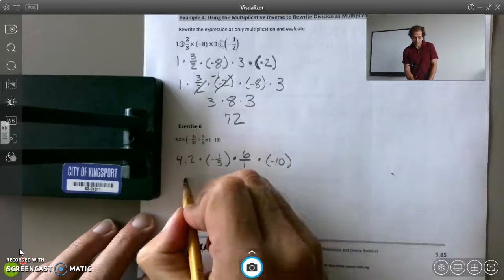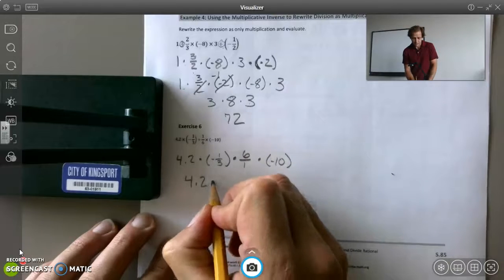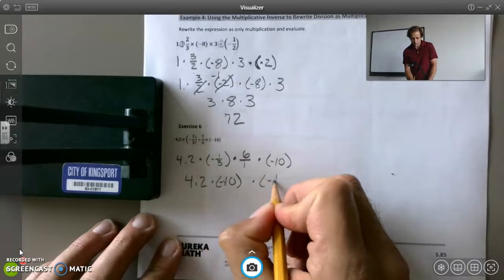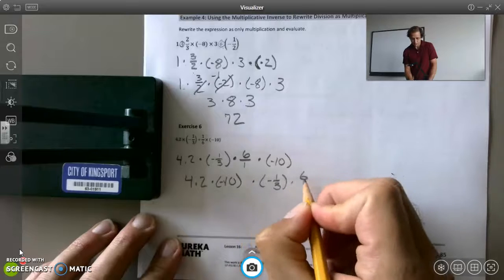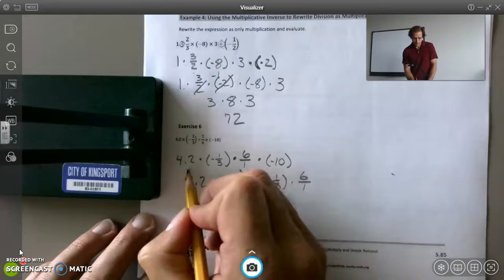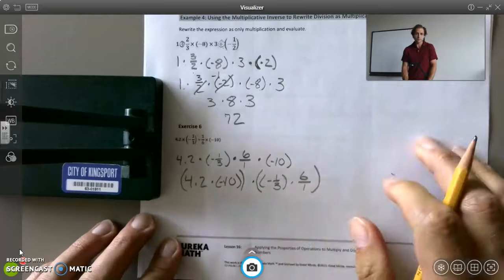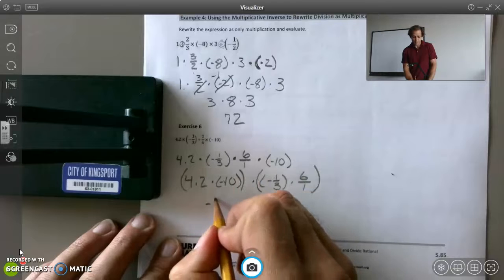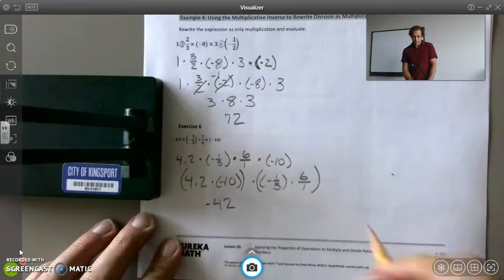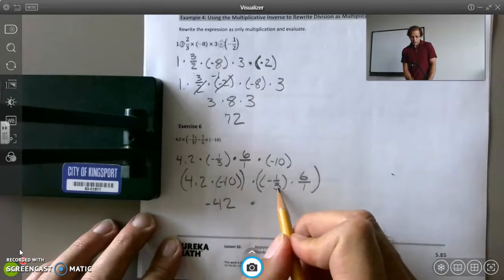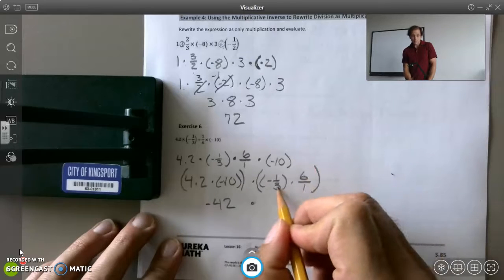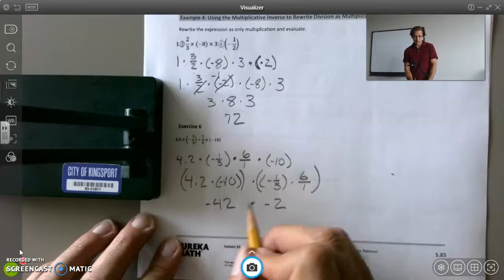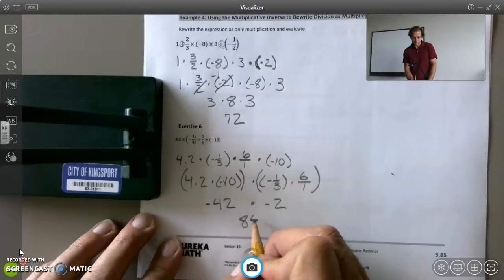I'm going to rearrange the order of these. 4.2, or 4 2/10, times negative 10, and negative 1/3 times 6 over 1. If I multiply these two together, and I multiply these two together, we're going to get rid of our decimal and we're going to get rid of our fraction. 4 2/10 times negative 10, that's negative 42. Negative 1/3 times 6, 6 over 3 is 2, and it's a negative times a positive, so that's negative 2. And negative 2 times negative 42 is 84.